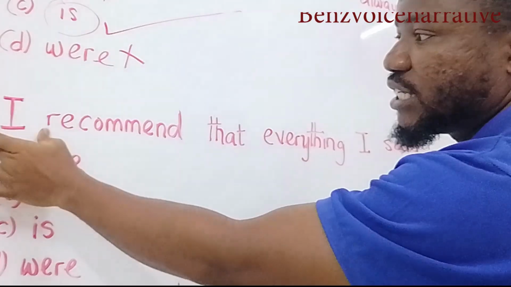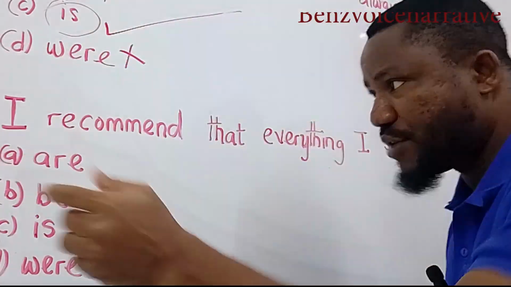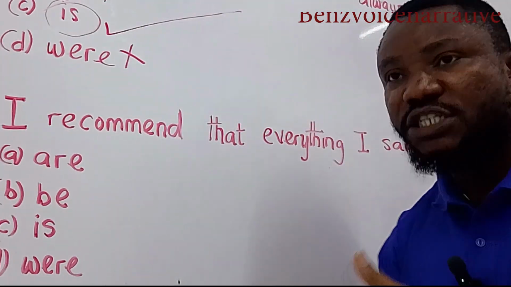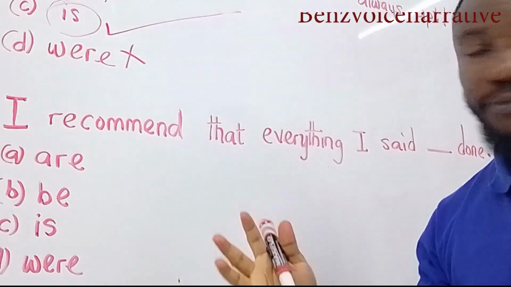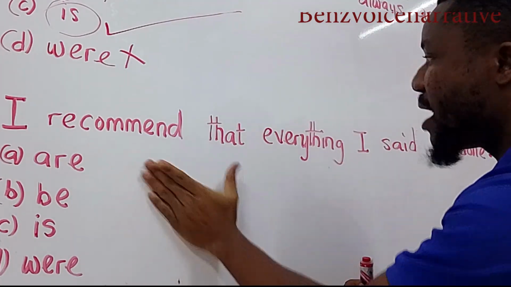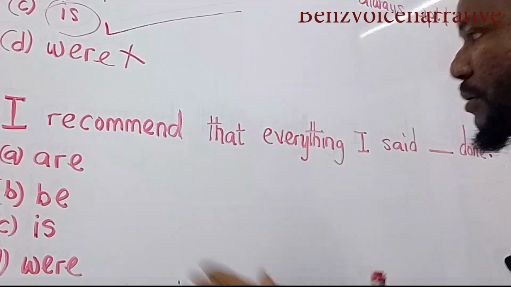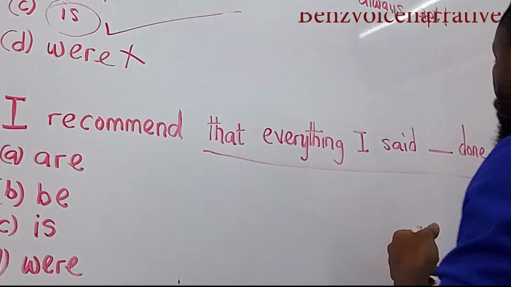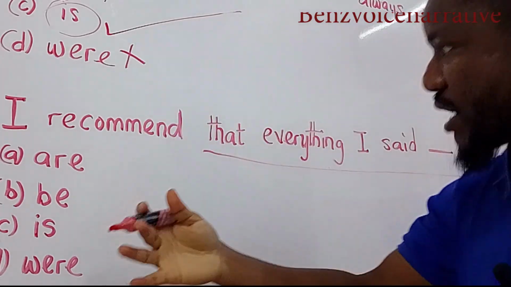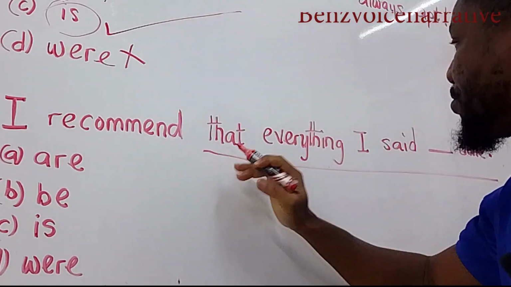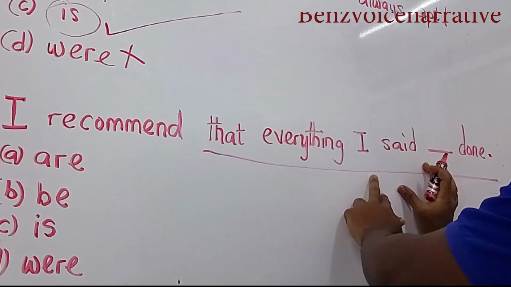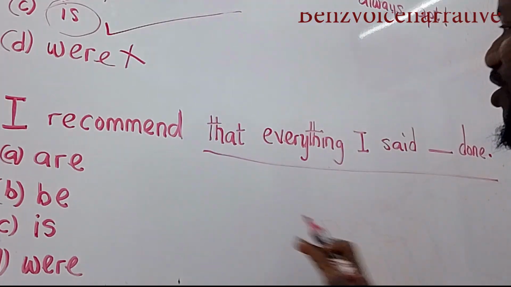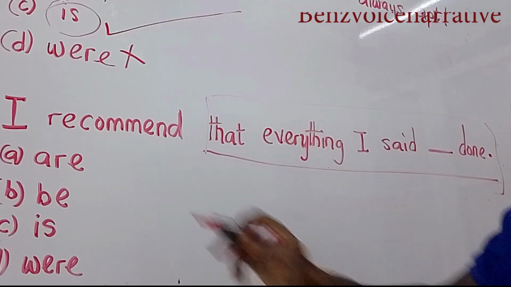This is a typical structure of mandative subjunctive concord. Can you see we're starting with the subject of the sentence, I recommend. Every time you see the word recommend, demand, request, pray, all of these words, you know that you have the subjunctive structure. Now, I recommend, this is the that clause. What do I recommend? I recommend that everything I said, dash whatever, because I can't give your answer now. So this is the second structure in the sentence, and this is the first.